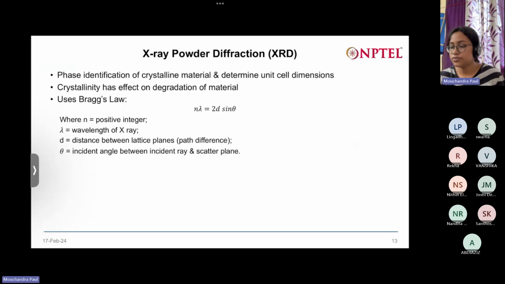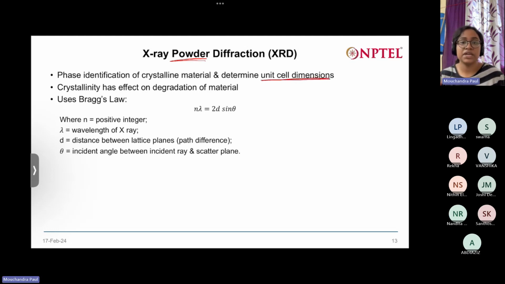Okay, so I'll move forward. The next technique is called XRD, or X-ray powder diffraction. The powder here means that we are using the sample in powder form. This technique is very useful in understanding the phase of our material, whether it is crystalline or amorphous. We can also use this technique to determine the unit cell dimension.